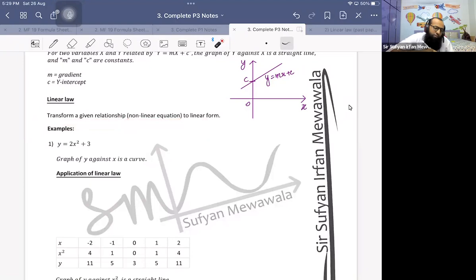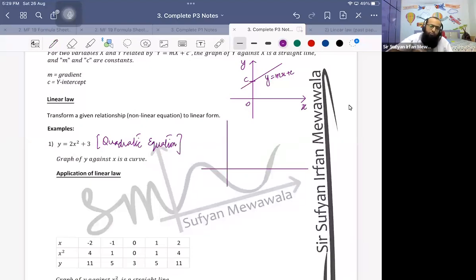Now let's start off with a very simple example. y equals 2x squared plus 3. What kind of an equation is this? Everyone knows that as there is a power of 2 on x, this is therefore a quadratic equation. Now, if we normally plot a quadratic equation, what do we get? We get a curve. So let's try it out.